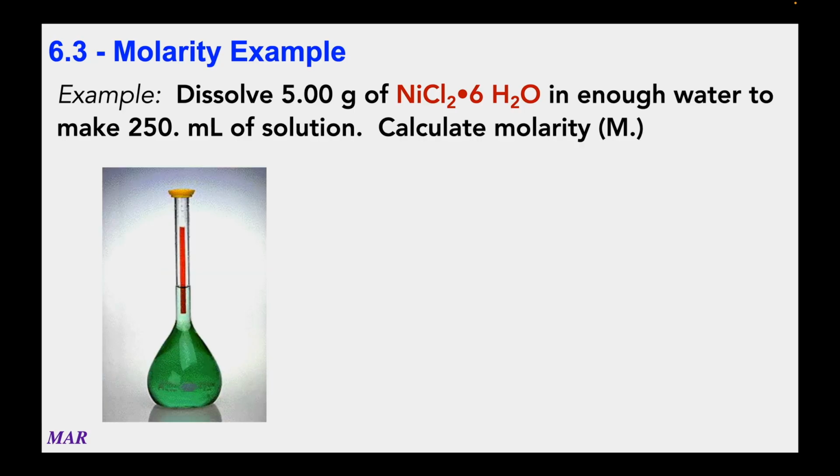So let's pretend that we want to make a nickel 2 chloride solution, all right, in water. And nickel 2 chloride often comes as nickel 2 chloride hexahydrate, NiCl2·6H2O. So when you measure out solid, it's not just Ni and Cl2, the waters are actually part of it as well.